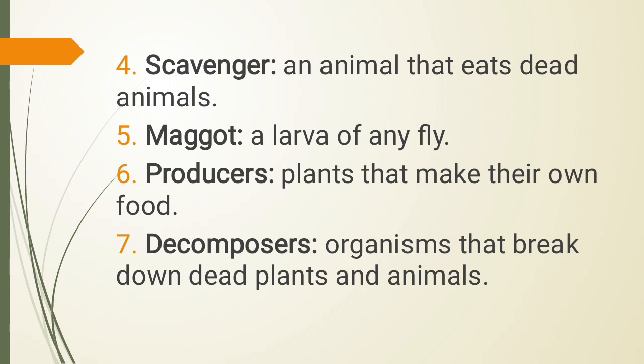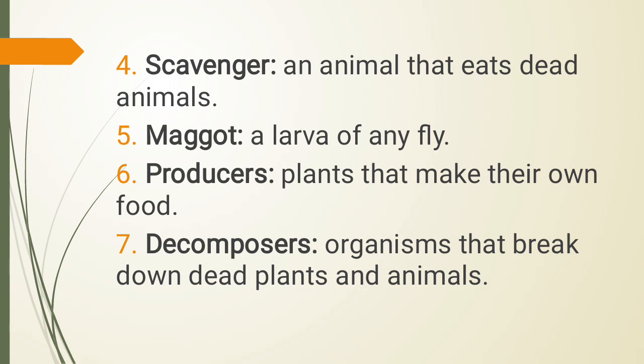So number 5 is maggot, and it's the larva of any fly. Larva is a kind of initial phase of any fly. So maggot is a larva of any fly. Number 6, producers. Producers are plants that make their own food. Producer means a plant that makes its own food. PRODUCERS, producers.